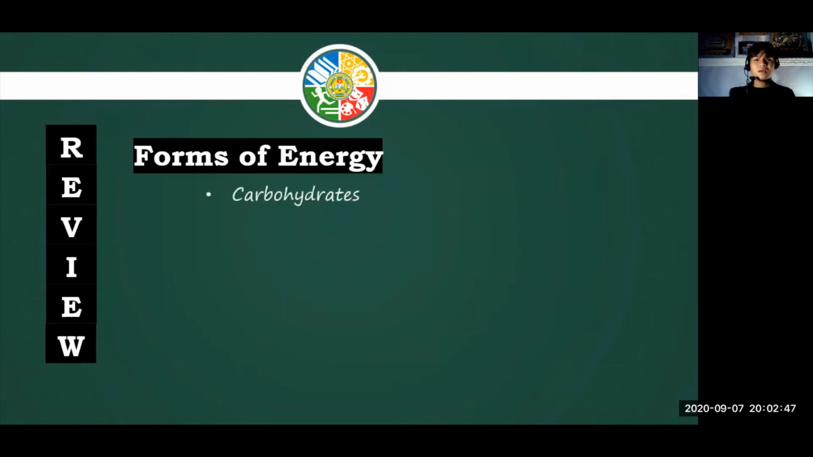This time, we will be talking about the forms of energy, namely carbohydrates, fats, and proteins. These forms are actually where our energy comes from. But the question is, where do we get these three? We can get these carbohydrates, fats, and proteins through food consumption. If we eat food that has carbohydrates, fats, and proteins, they will later be transformed into energy.